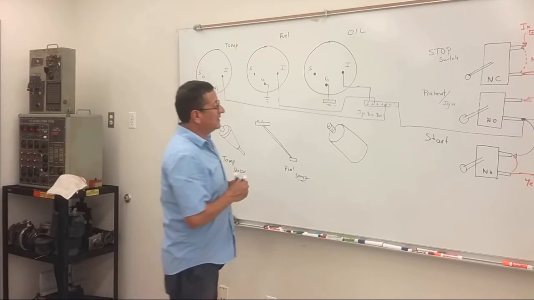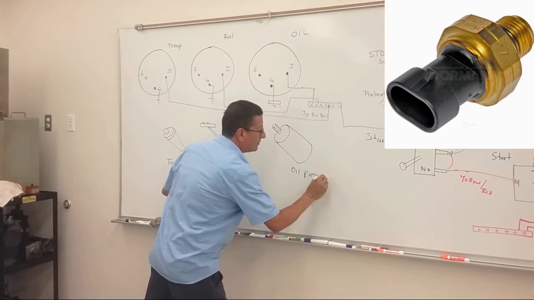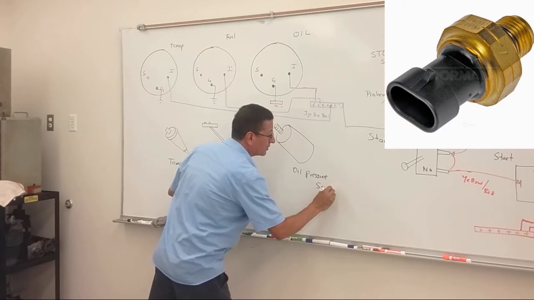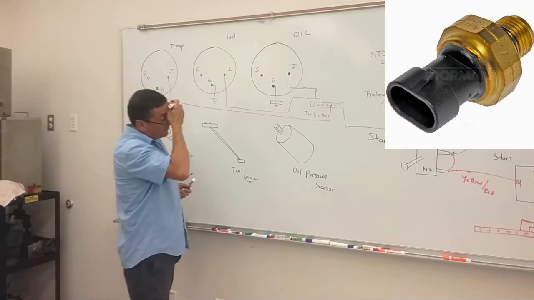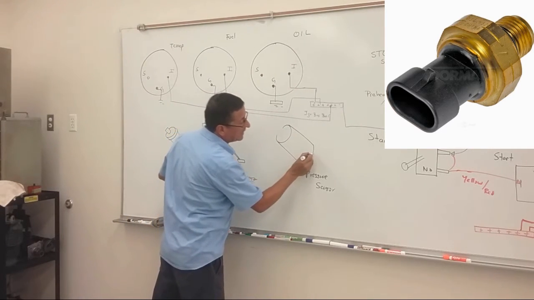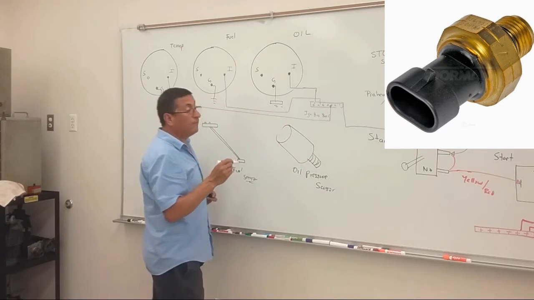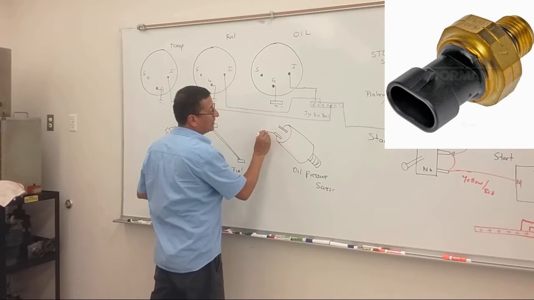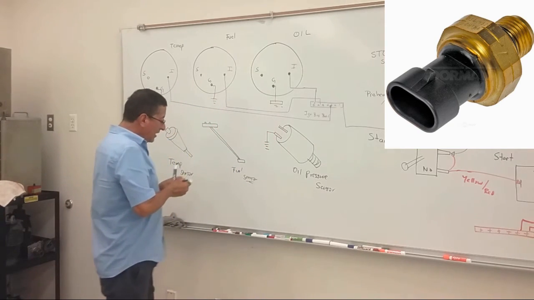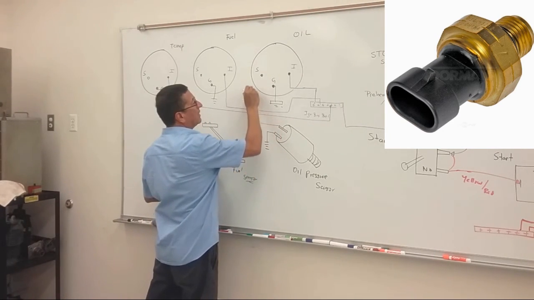Okay, and this is the oil pressure sensor. All right, the oil pressure sensor is normally bolted on the bracket where the oil filter is located, and normally the oil pressure sensor has two terminals, one terminal for ground and the other terminal to send the signal to the gauge.